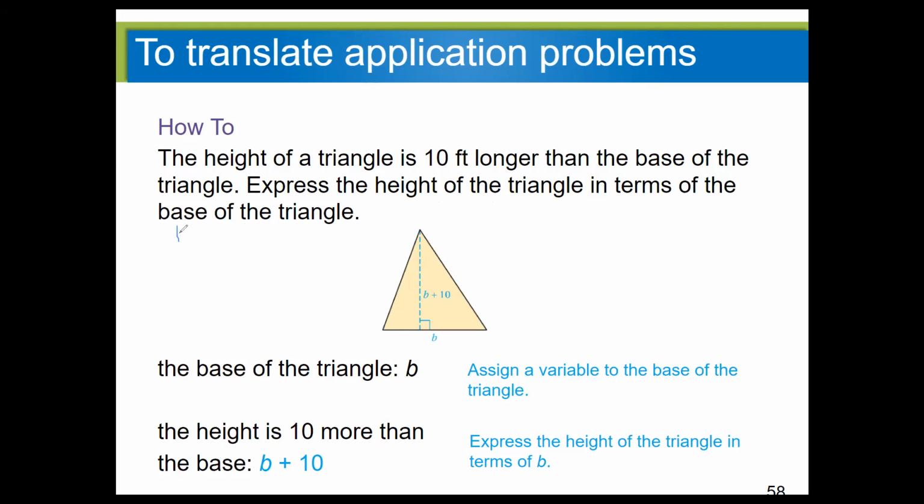Well, base of the triangle, I can call that B. Height of the triangle, I can call that H. That makes sense. Cool. So what do I know about these things? So I know the height of the triangle is 10 foot longer than the base. So whatever the base is, the height is going to be that base plus 10. Because the height is 10 foot longer than the base. Longer is addition, right?